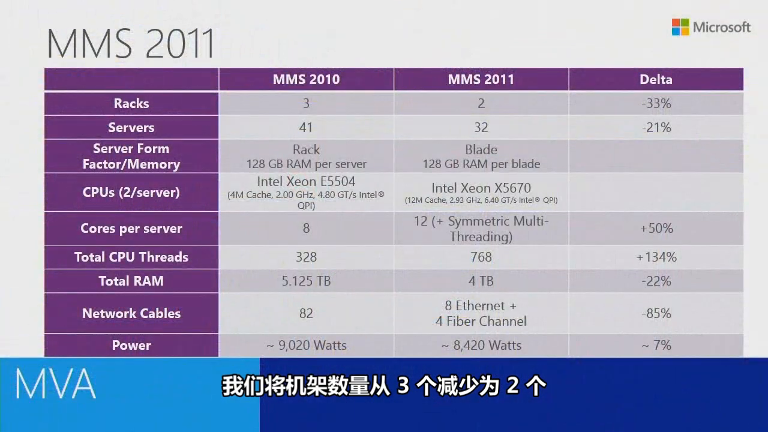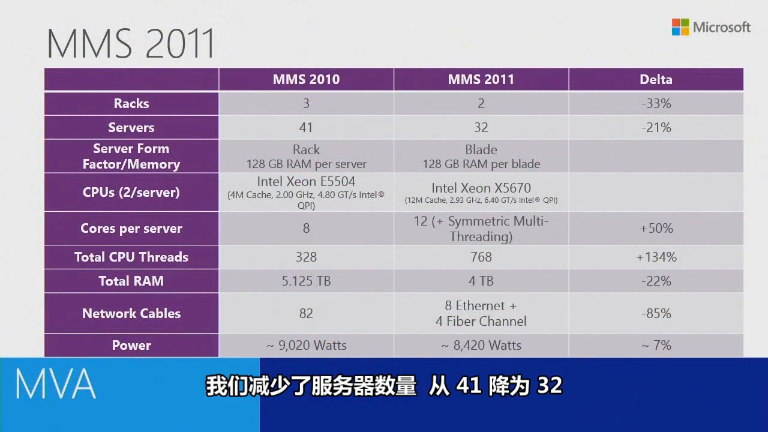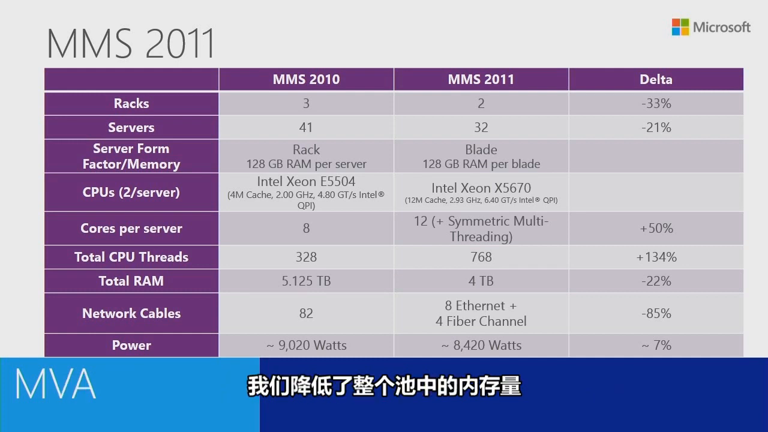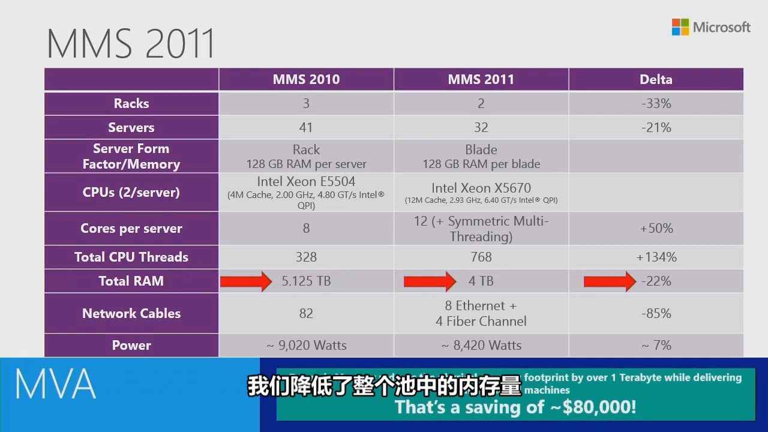What we did was, we went from 3 racks to 2. We actually reduced the numbers of servers. We went from 41 down to 32. We actually increased the core count, because we went from 4 cores per server to 12 cores with symmetric multi-threading. But get this one. We reduced the amount of memory in the entire pool.